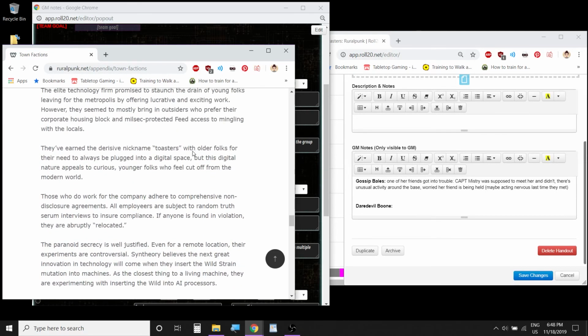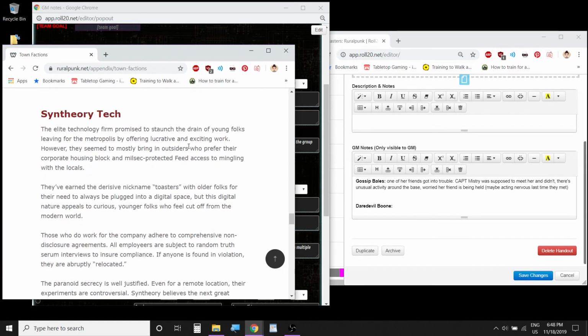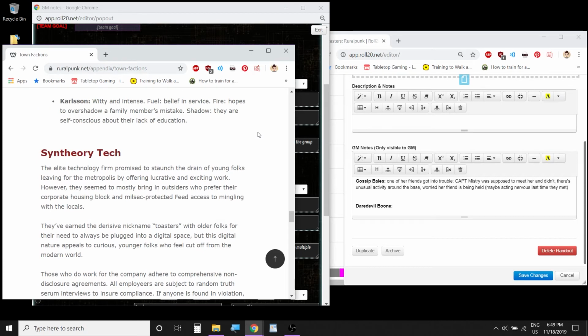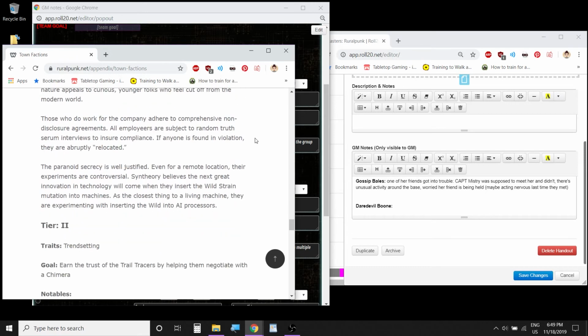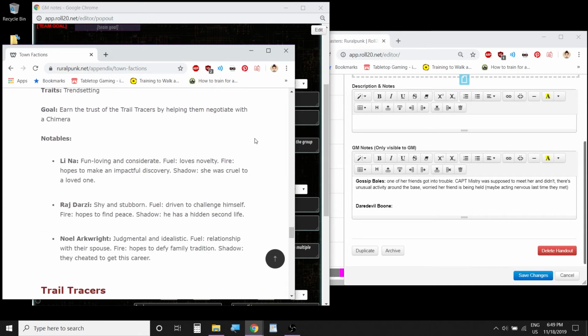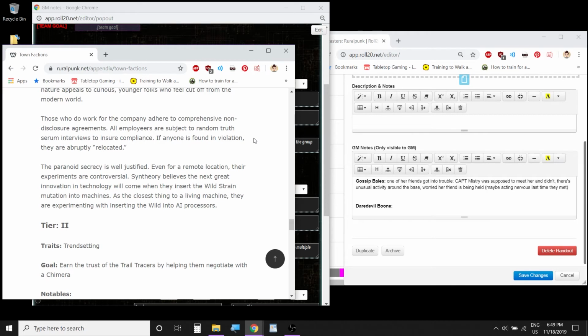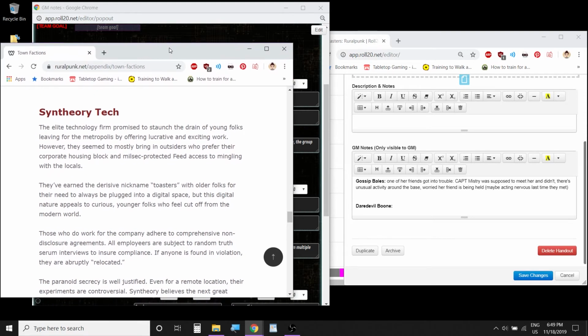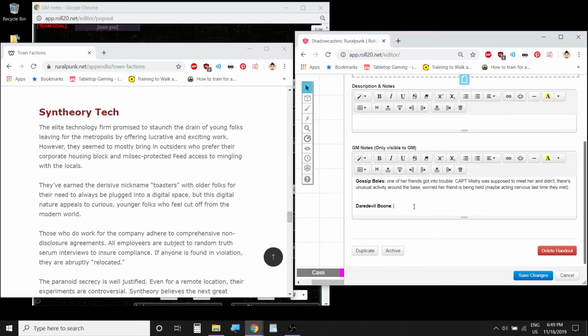I mean, tying it to Syntheory Tech would really match the first mission. So Syntheory Tech is a faction who are sort of a research and development group from the metropolis who's out here near the town doing experimental technology. But one of the things they may or may not be doing is experimenting with AI, and specifically meshing the mutant wild strain with AI to see what happens, which is very much a Daredevil thing.